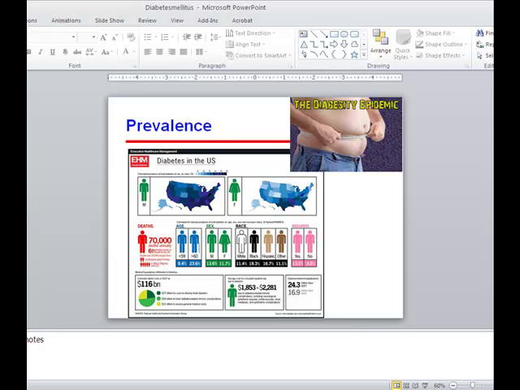Diabetes prevalence is greater in males compared to females, and it's greater in the older age group, over 60 compared to less than 60. Again, this is showing the sex difference, slightly more prevalent in males than in females. And this is broken down race-wise. If you compare all types of diabetes put together, the prevalence is highest in African Americans, next in Hispanics, and then in Caucasians.